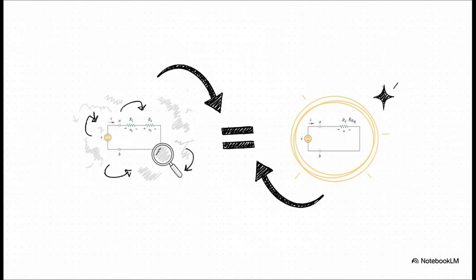Just look at this. On the left, you've got a voltage source and two resistors. And on the right, the same source, but with just one resistor. Now here's the trick. As far as that power source is concerned, these two circuits are identical. They behave in exactly the same way. That, right there, is the magic of simplification.